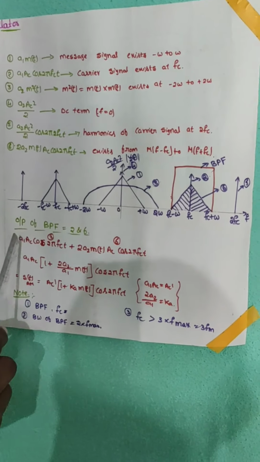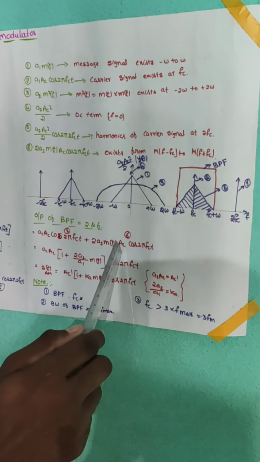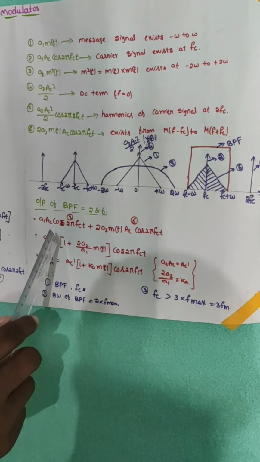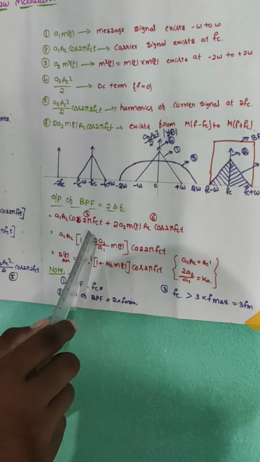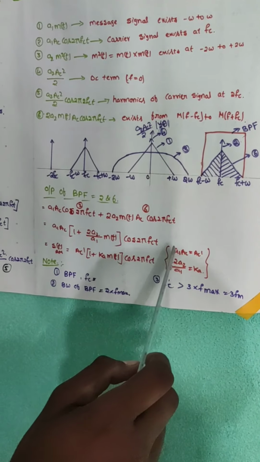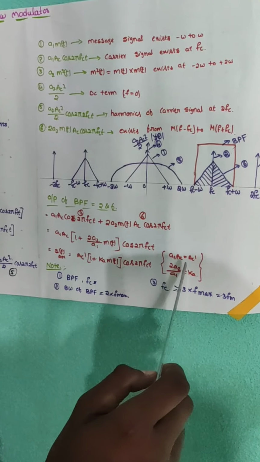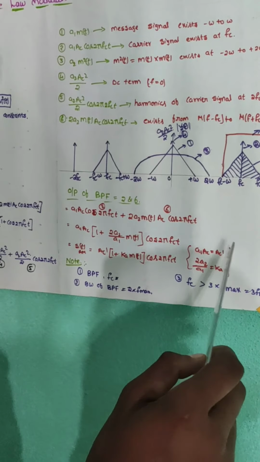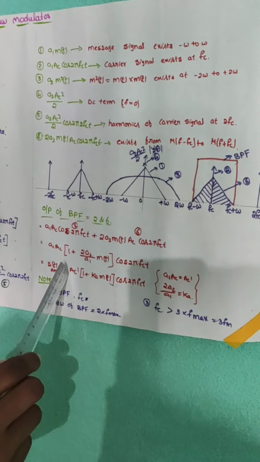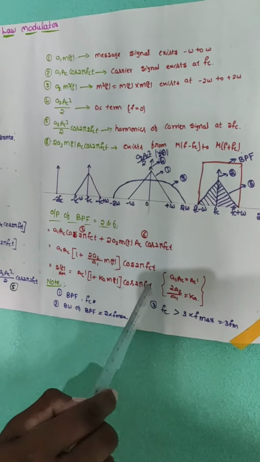Here the output of the band pass filter is A1 Ac cos 2 pi fc t plus 2 A2 m of t Ac cos 2 pi fc t. Here A1 Ac is common, so we get A1 Ac times 1 plus 2 A2 by A1 m of t, times cos 2 pi fc t. Here A1 Ac is considered as Ac prime and 2 A2 by A1 is considered as Ka. Ka is the amplitude sensitivity. Then we finally get Ac prime of 1 plus Ka m of t cos 2 pi fc t.